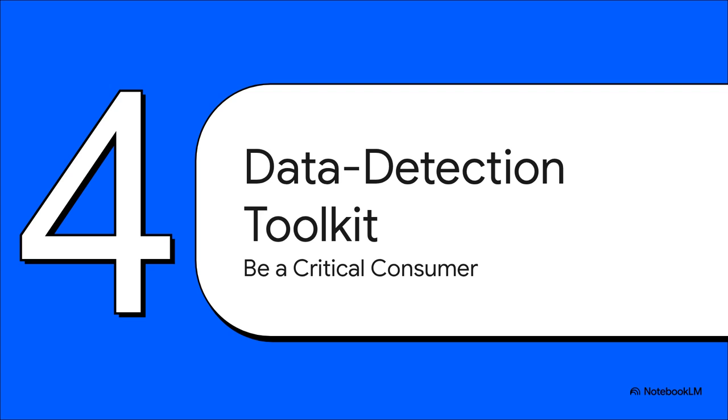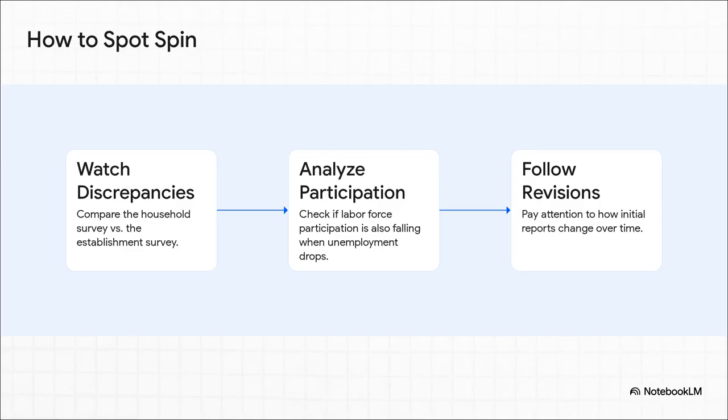Okay, so with all this complexity and all this potential for spin, how do you and I become smarter about all this? Well, let's build a quick data detection toolkit. A few simple things to keep in mind. All right, 3 things. First, always look for disagreements. There are actually 2 big job surveys, one that asks households, another that asks businesses. When they're telling you 2 different things, that's a red flag to dig deeper.